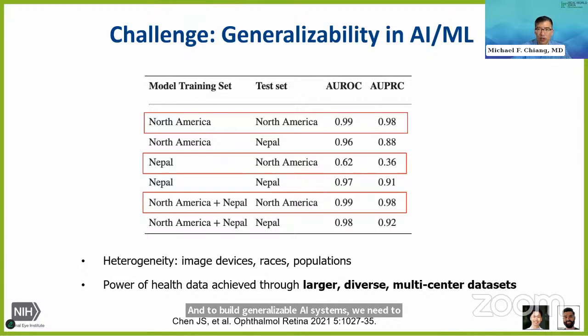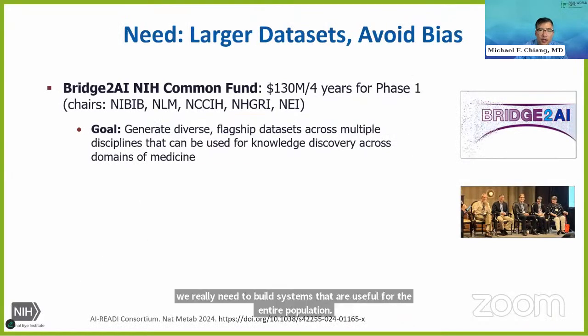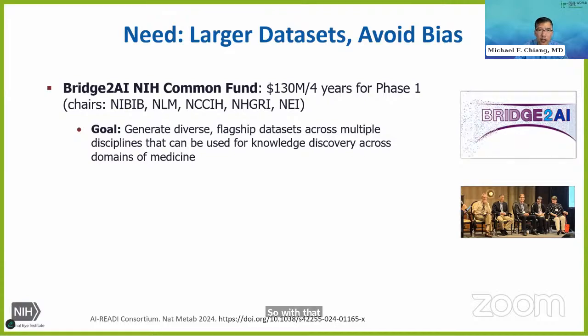Okay, really, really important. And that's shaped a lot of the stuff that we're doing at the National Eye Institute, because we really need to build systems that are useful for the entire population. Okay, so with that said, one of the things we need is larger data sets to avoid the kind of bias that we had on the previous slide, North America plus Nepal. So there's an NIH Common Fund project called Bridge to AI that I want to make sure you're aware of. So Common Fund, that is an NIH program, any area of medicine, any area of science. Okay, these are really, really big projects.